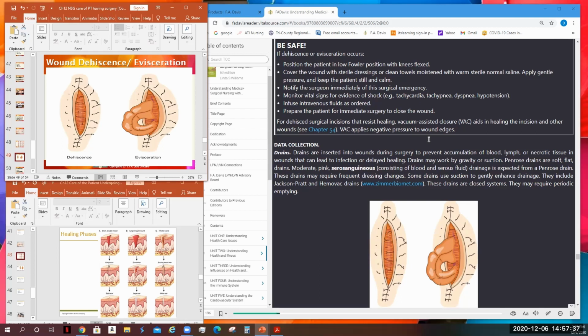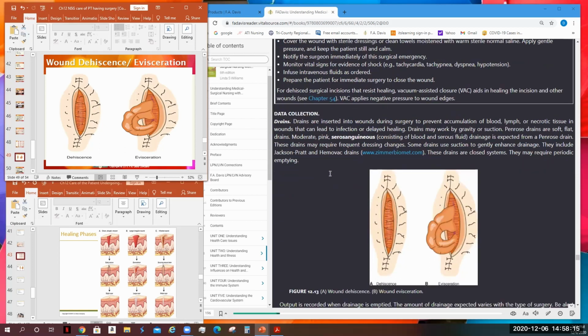Monitor vital signs for evidence of shock, for example, tachycardia, tachypnea, dyspnea, hypotension. Infuse intravenous fluids as ordered. Prepare the patient for immediate surgery to close the wound. For dehisced surgical incisions that resist healing, vacuum assisted closure (VAC) aids in healing the incision and other wounds. See Chapter 54. VAC applies negative pressure to wound edges.